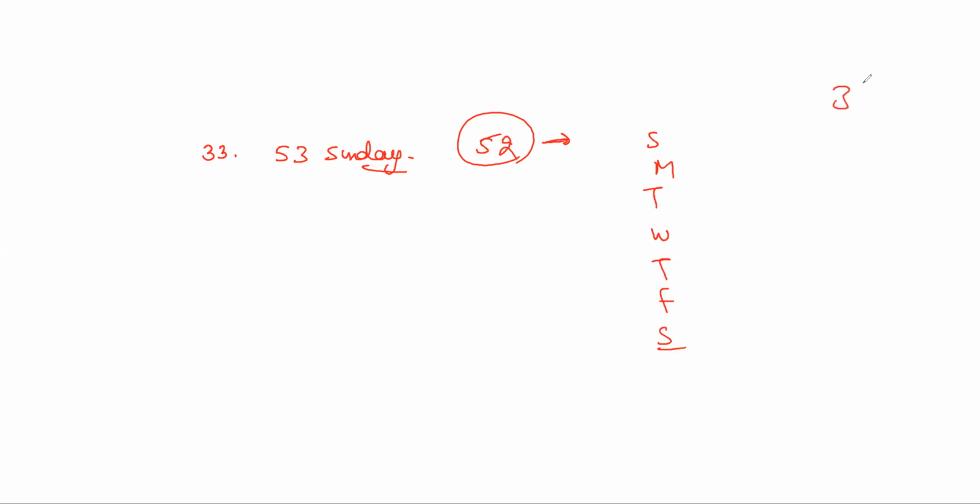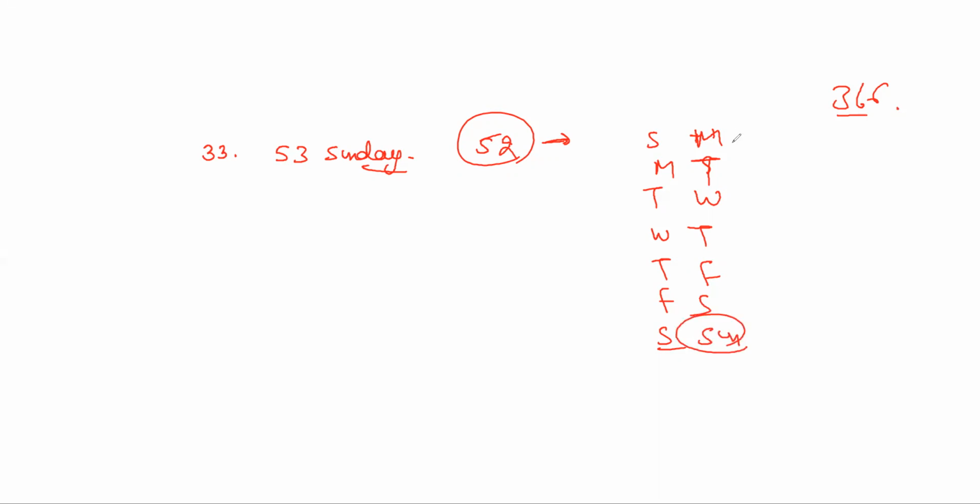The next question was: what is the probability of 53 Sundays in a leap year? Generally there are 52 weeks, and in the extra week there could be Sunday, Monday, Tuesday, Wednesday, Thursday, Friday, or Saturday. But in a leap year there are 366 days, so there is one more extra day. So the extra two days could be Sunday-Monday, Monday-Tuesday, Tuesday-Wednesday, Wednesday-Thursday, Thursday-Friday, Friday-Saturday, and Saturday-Sunday.